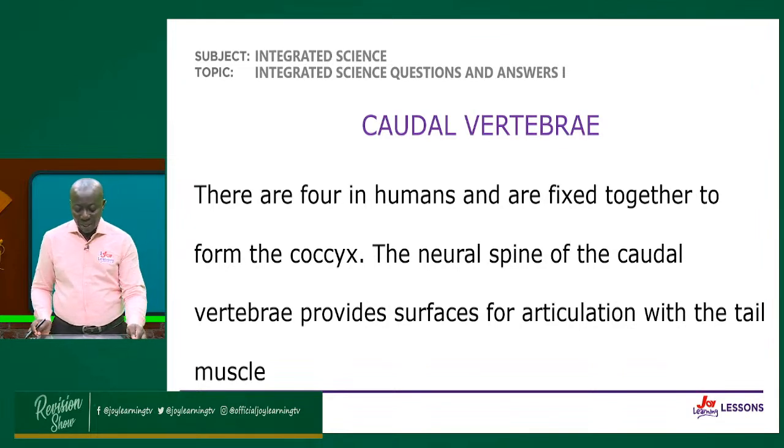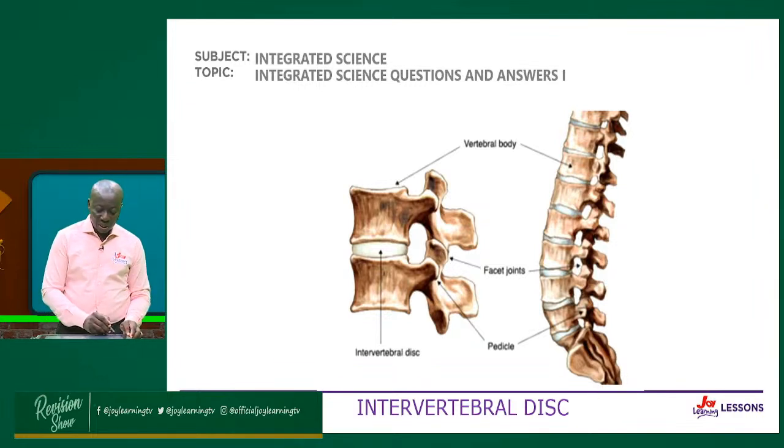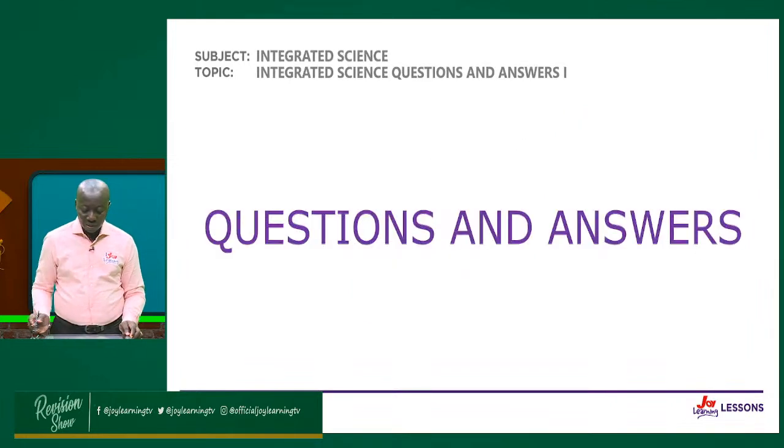So there are 4 in humans and they are fixed together to form the coccyx. The neural spine of the caudal vertebrae provides surfaces for articulation with the tail muscles. So here, showing on your screen, I have the intervertebral disc, which I mentioned, that absorbs shock, and then somewhere here we have the coccyx.